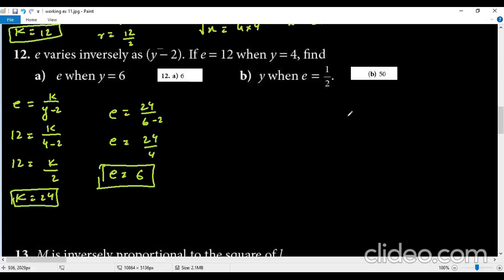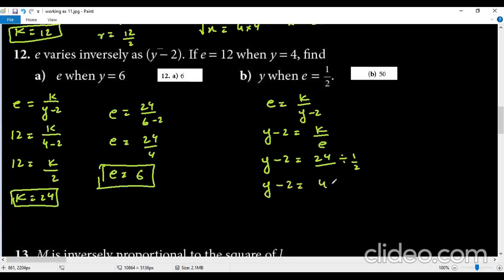When it comes to this one, this means we need to find out y. That means E equals k over y minus 2. That means y minus 2 will go this side, and k over E. That means y minus 2 equals k is 24 divided by 1 over 2. That is going to give us divided by 1 over 2. That means y minus 2 equals 48. That means y is equal to 48 plus 2, which is going to be 50.